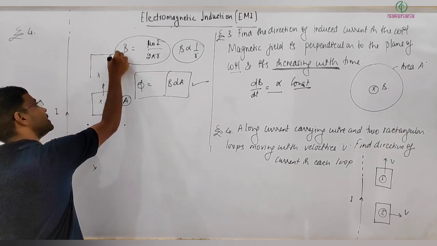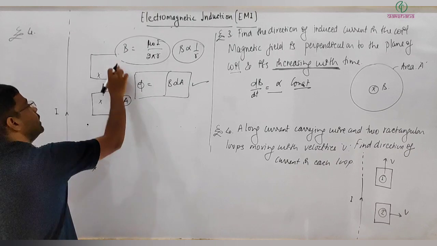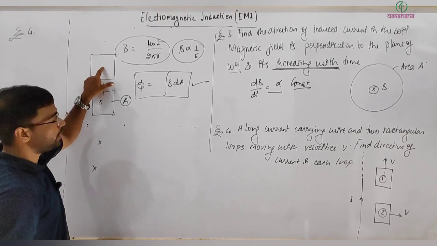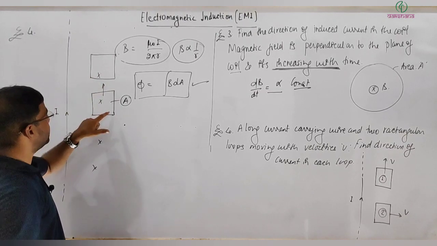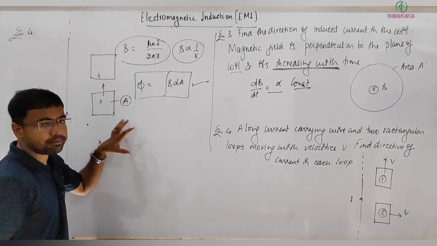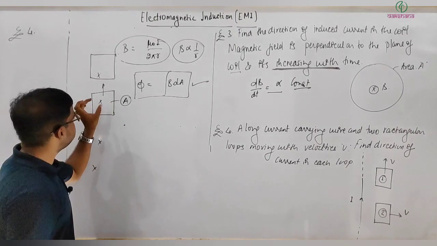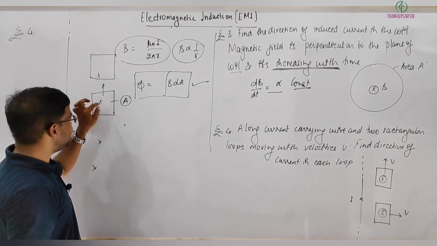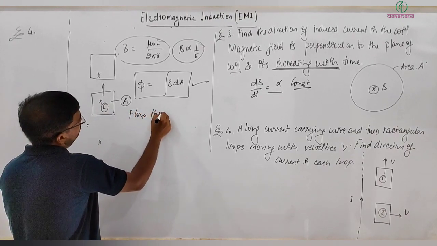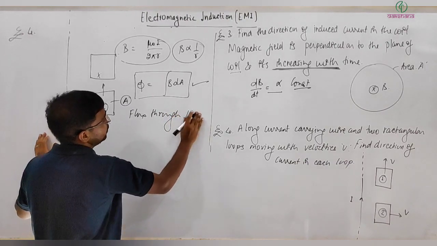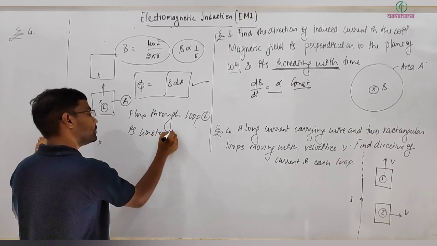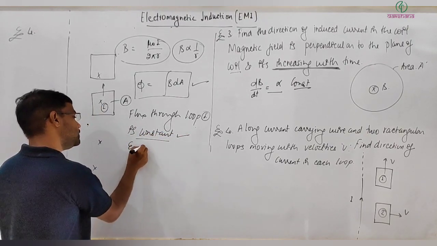If this loop after some time is here, can you imagine, whatever the field is here, exactly the same field will be here. Magnetic field here will be exactly the same as here. So in simple terms, the flux through this loop is there, but it's constant. Flux through loop 1 is constant. So that implies the EMF induced will be 0.